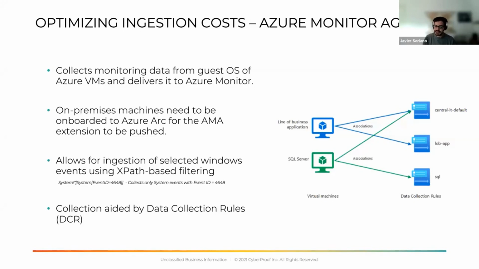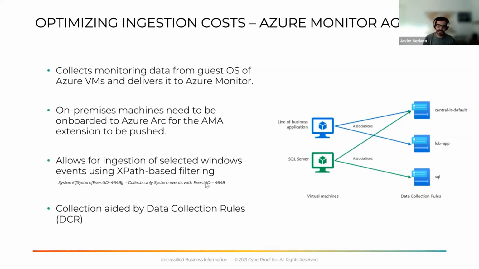So at the end, what this new agent does is give us the ability to filter based on XPath queries. These XPath queries are basically the ability to tell the agent what specifically they need to collect. For example, in this case, we're asking the agent to just collect Windows event ID 4648. So the agent will push the configuration into the server, and it will only report to the workspace this specific event ID.